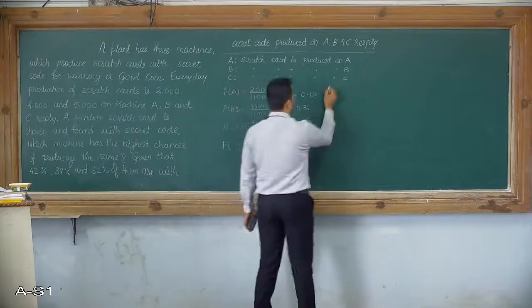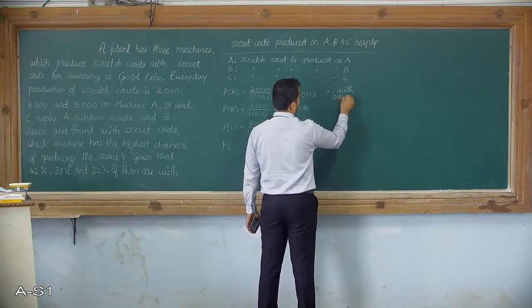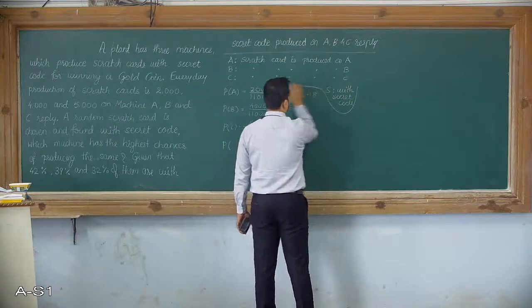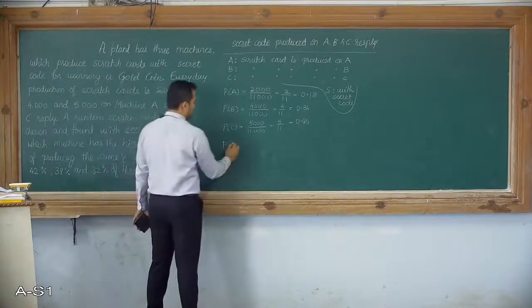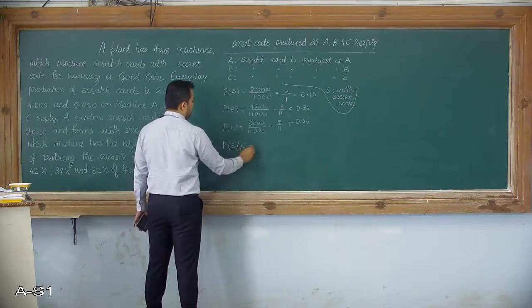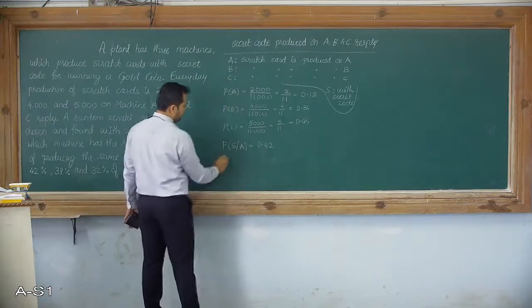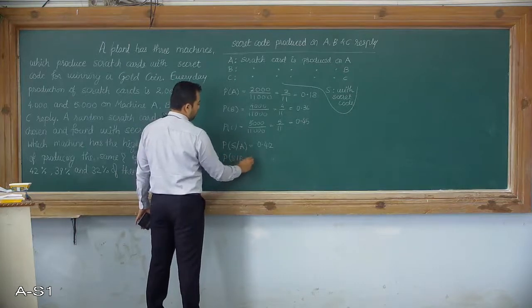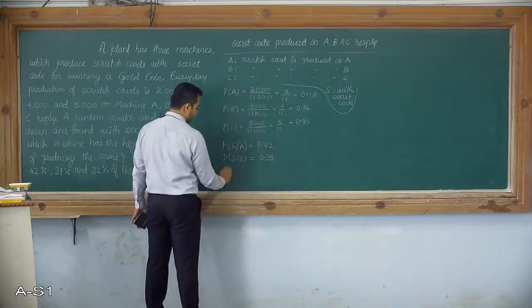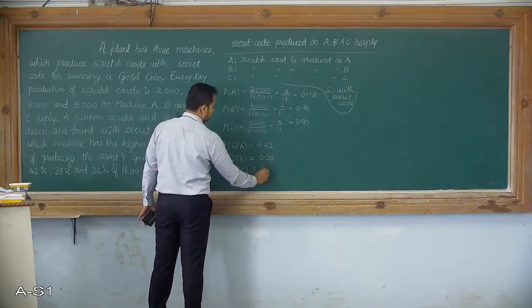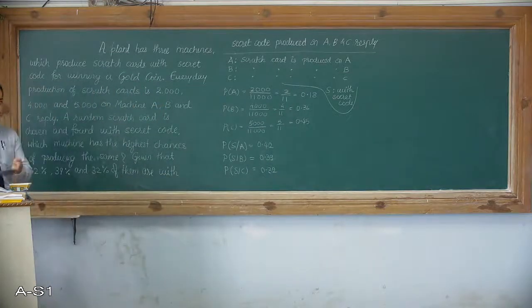Now here let me define one more event called S, which is the scratch card is with a secret code. So the scratch card which is with a secret code given it is produced on machine A is 0.42, as it's 42% chances. Then for the scratch card produced on machine B it is 0.39, and for the scratch card produced on machine C it is 0.32.